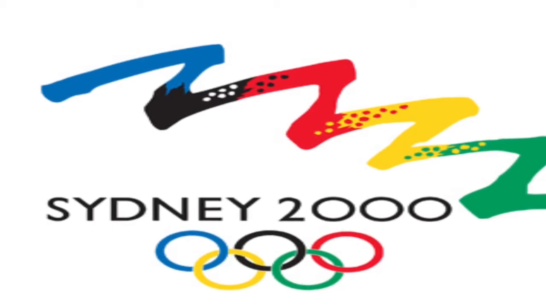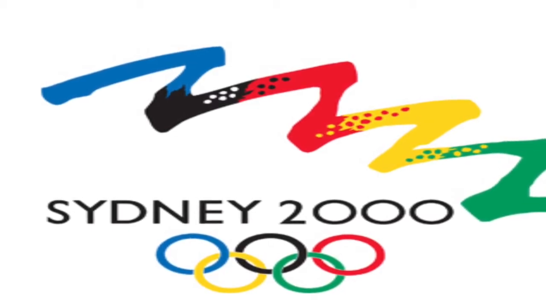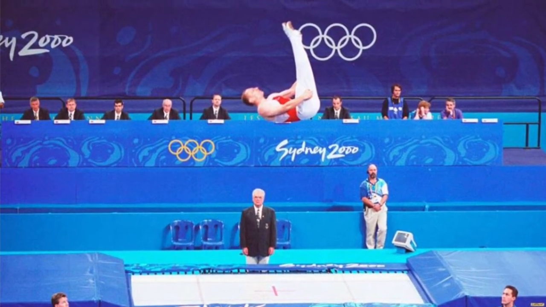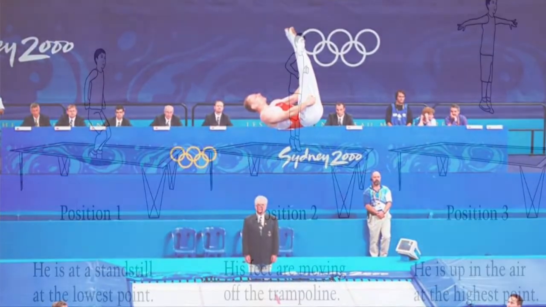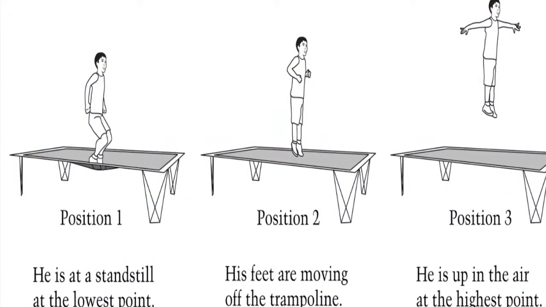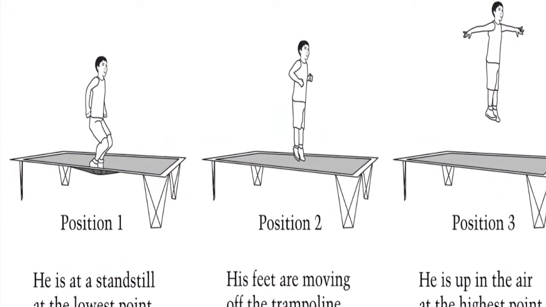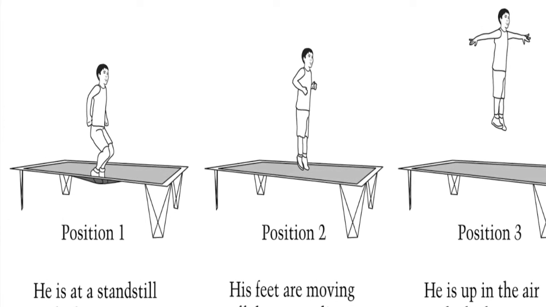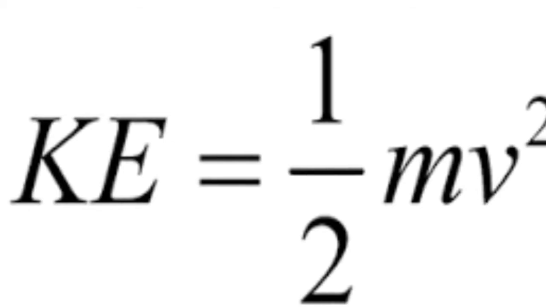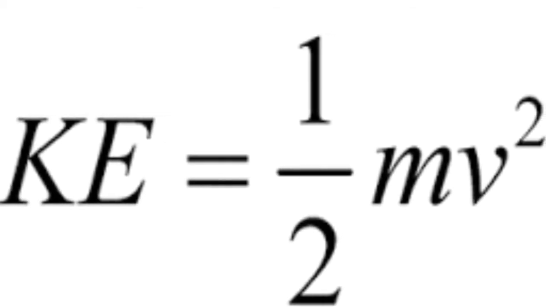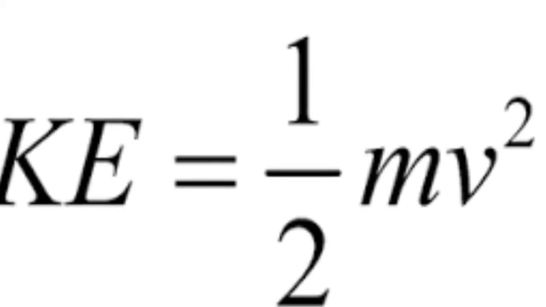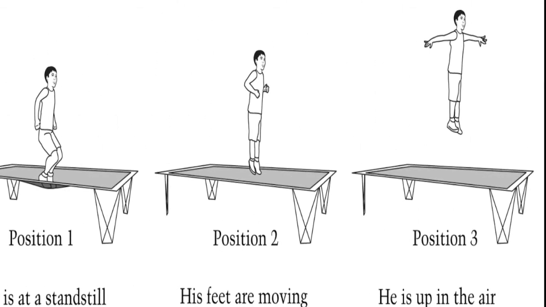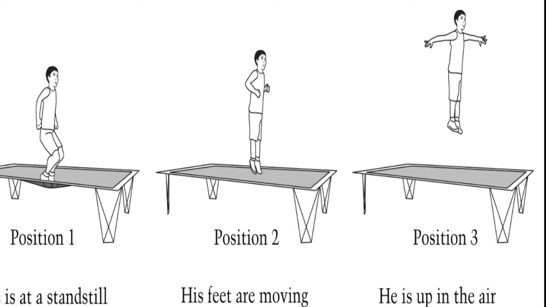Even though trampolining seems very simple, there are quite a few physics aspects behind it. The first physics aspect is kinetic energy. Kinetic energy is created when an object with some amount of mass is moving with a given velocity. In other words, all moving objects have kinetic energy. The formula for kinetic energy is as follows: KE equals 1/2 multiplied by m v squared, where m is mass and v is velocity.